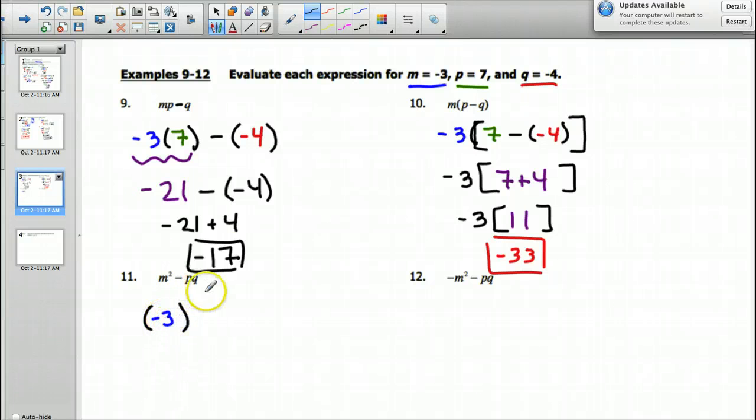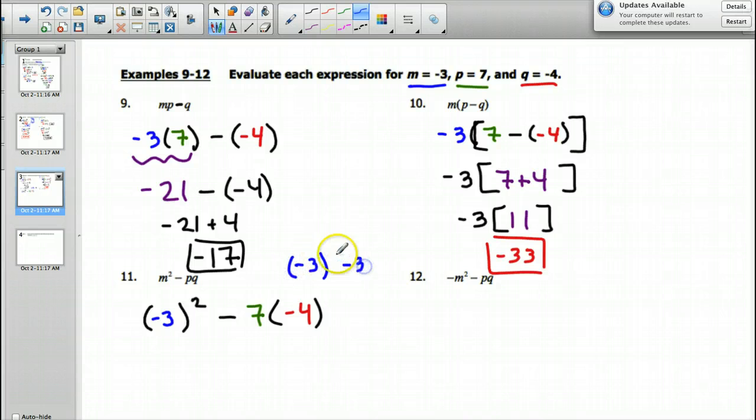Okay, so I have negative 3, and then I'm going to put my squared here, minus p, which is 7, so minus 7, times q, which is negative 4. So first step in order of operations here, I'm going to do my exponents. In this case, I'm doing a negative 3 squared. So that means I'm doing negative 3 times itself. Well, if you think about your signs, anytime you do a negative number times a negative number, you get a positive number. So negative 3 squared is actually positive, and 3 times 3 is 9, so this becomes positive 9 when we do negative 3 squared.